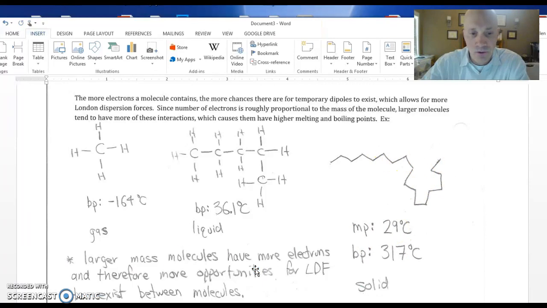All right. So in general, the larger the mass of the molecule, you're going to have more electrons and more opportunities for the London dispersion forces to exist between molecules, and that overall has the effect of increasing the melting and boiling points of these things, meaning that larger molecules tend to be solids at room temperature, smaller molecules tend to be gases at room temperature.